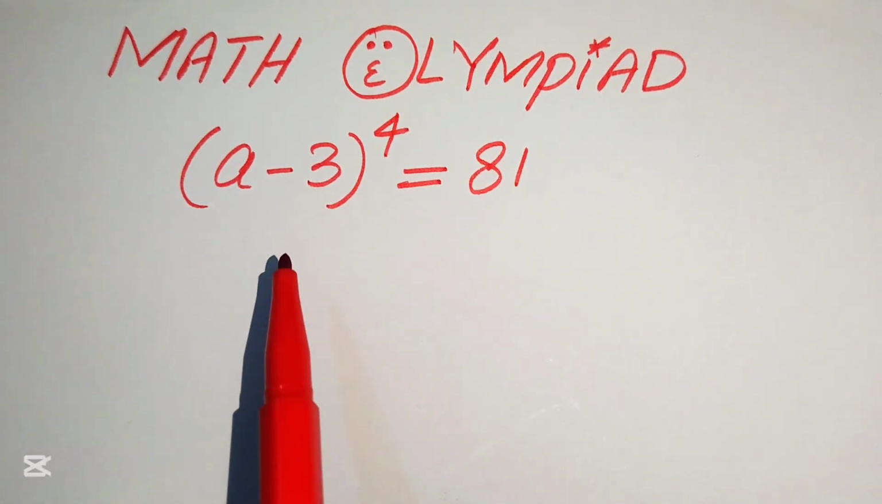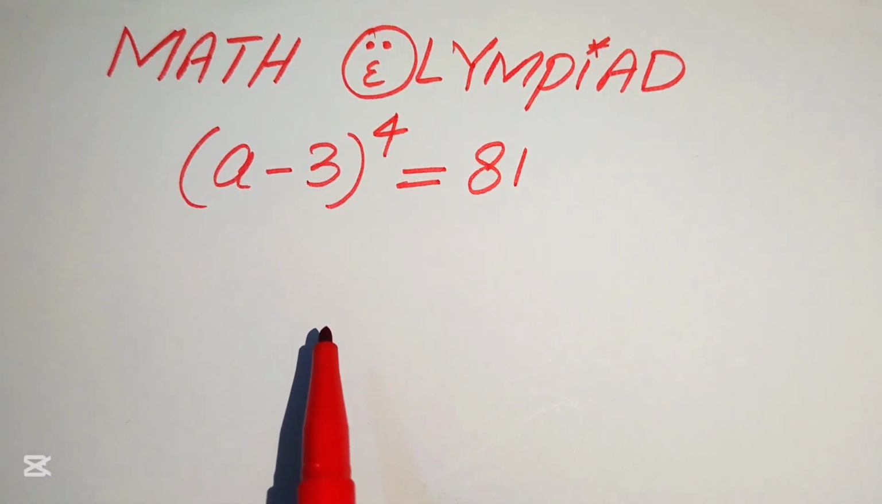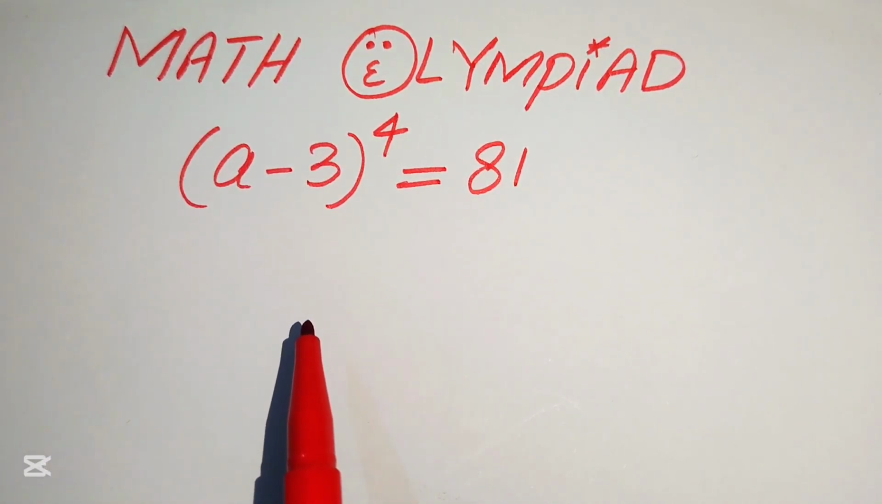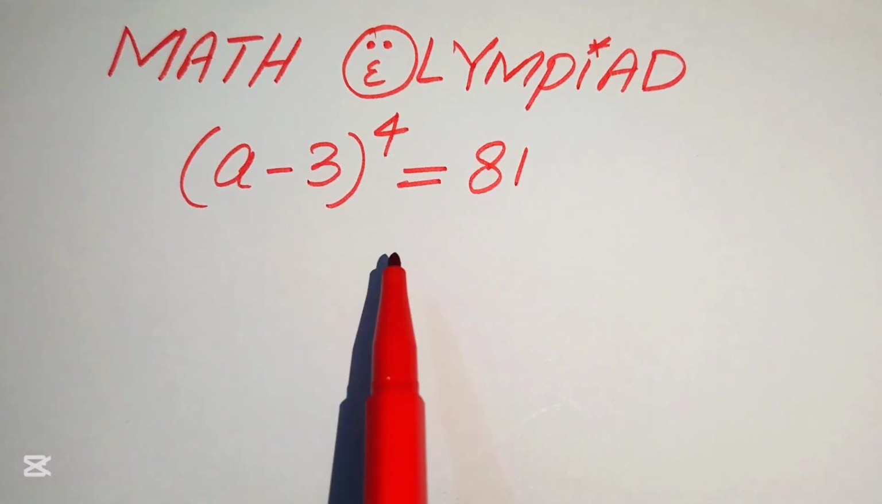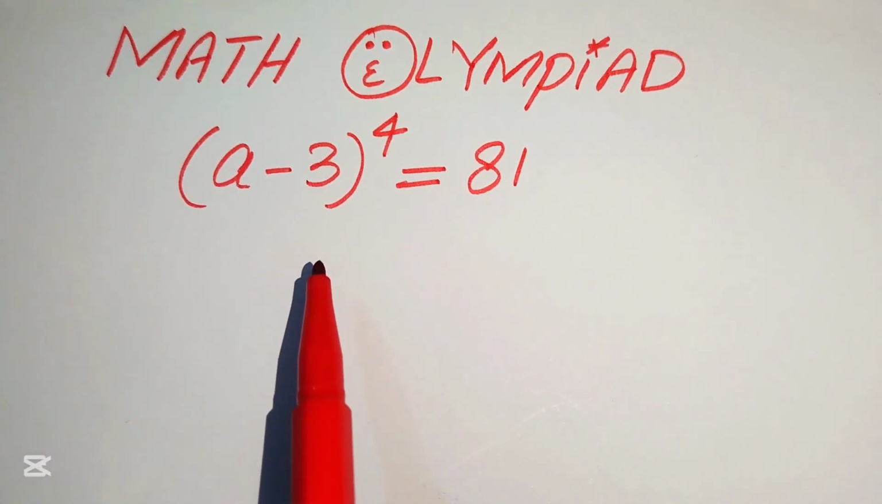So here we have (a - 3)^4 = 81, and we solve this problem for the values of a. Remember one thing: this is a fourth order equation. It means that this equation has 4 roots. So here we need to find all the four roots of this equation.